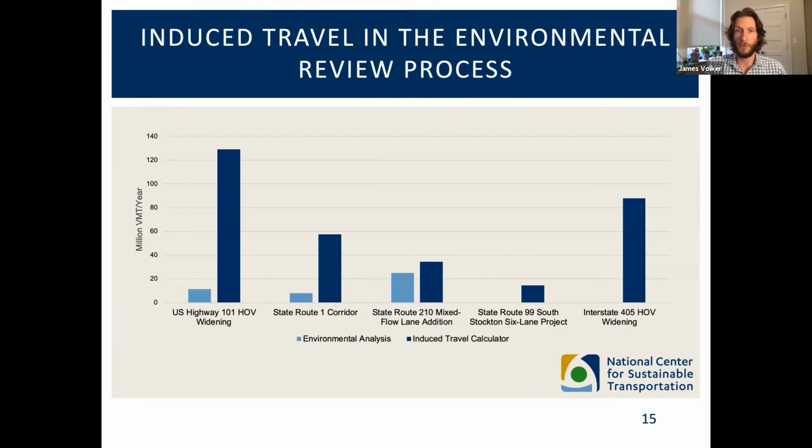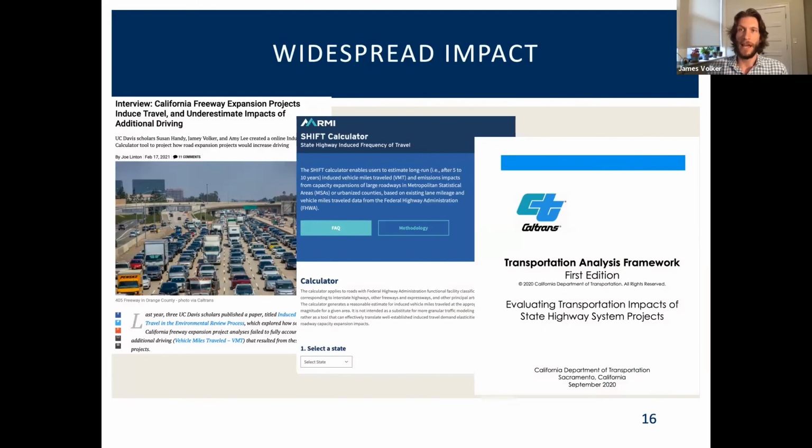That's one way in which the NCST calculator can hopefully be useful going forward. Indeed, Caltrans has recommended using the calculator for exactly that purpose. In its 2020 transportation analysis framework, the cover page pictured here on the slide, Caltrans recommends using the induced travel calculator where feasible to estimate induced VMT from state highway system projects in urbanized areas. And beyond Caltrans, I mentioned this at the outset, but the calculator has spawned a lot of press and also use among many advocate groups.